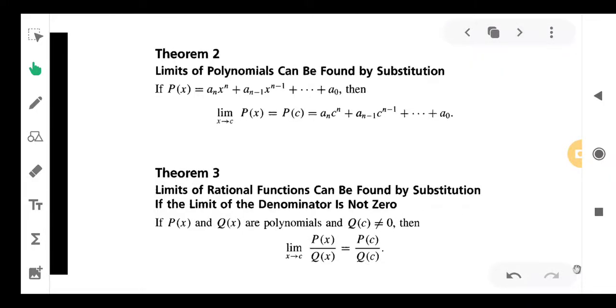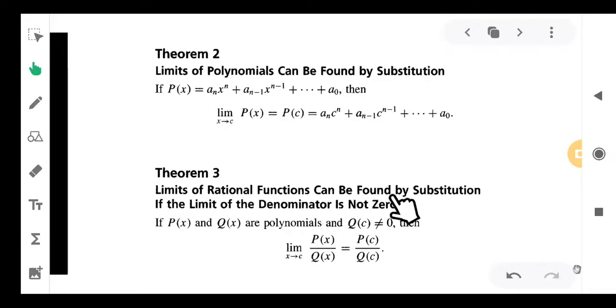Now, in the case of a polynomial, suppose you have a function which is a polynomial, a_n x raised to n plus a_(n-1) x raised to n minus 1, and so on, like this. Then in order to find the value of this limit when x tends to c, you simply substitute x as c. Therefore, you'll get p of c, that is a_n c raised to n plus a_(n-1) c raised to n minus 1 plus so on plus a_0. So in the case of a polynomial, the limit can be evaluated by replacing x with c. There is no problem at all here.